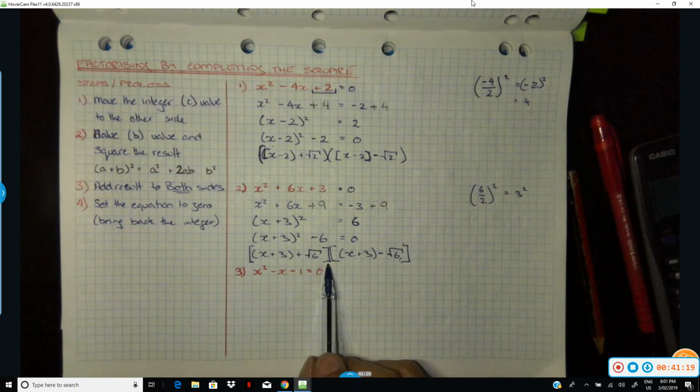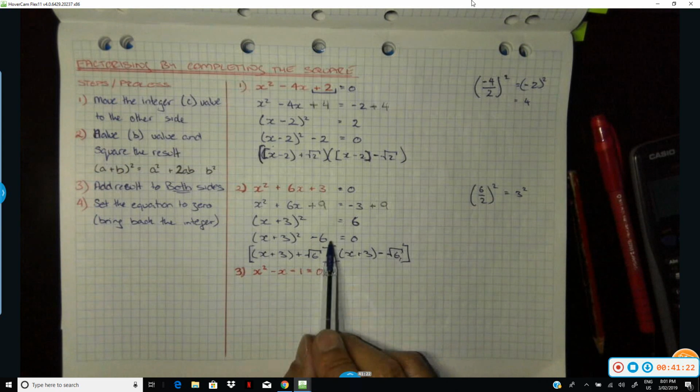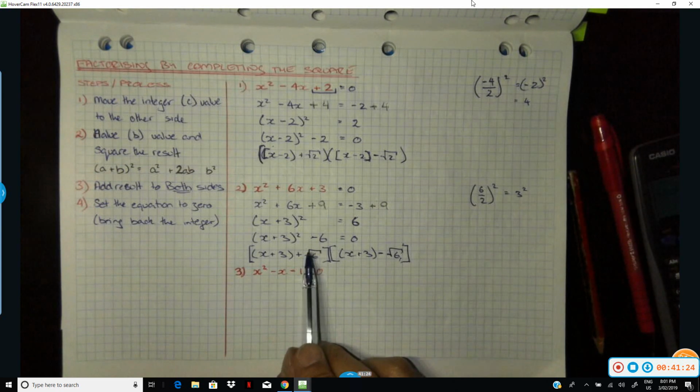Some of you might be asking why it's square root. Well, 2 square roots give you a positive. That'll give you the whole.